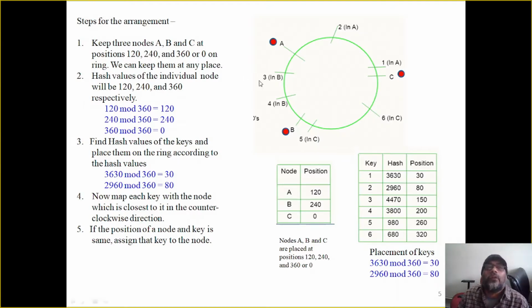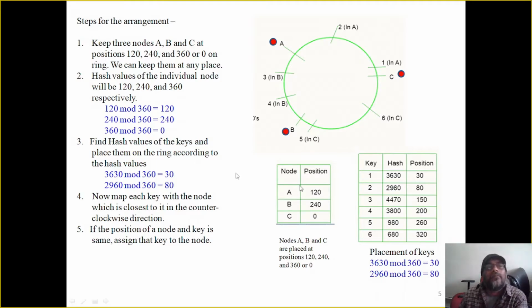So you see here, suppose there are 3 nodes, A, B, C, kept at positions 120, 240, and 360 or 0 degree. This red color represents them. A is 120, B is 240 and C is 360 on the ring. We can keep them at any place. Just for convenience I have taken 120 and 240, but you can keep them anywhere. Okay, later on we will come to know.